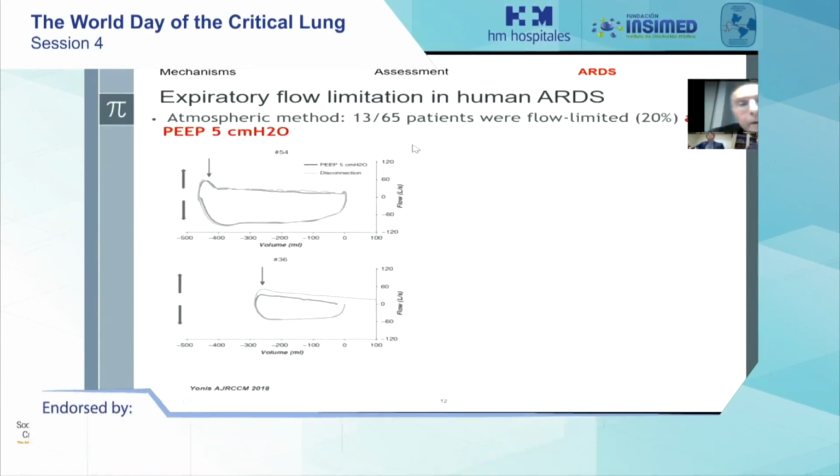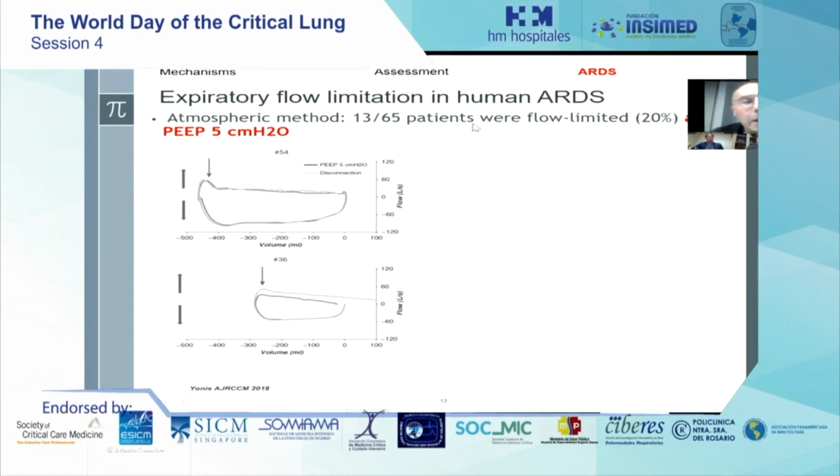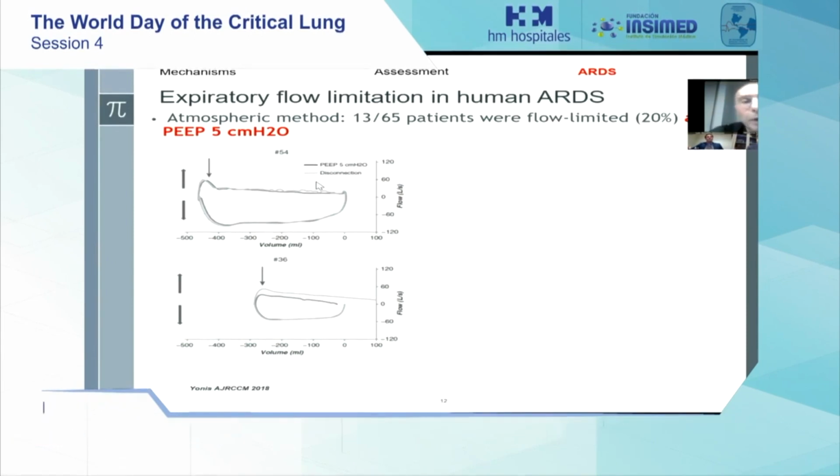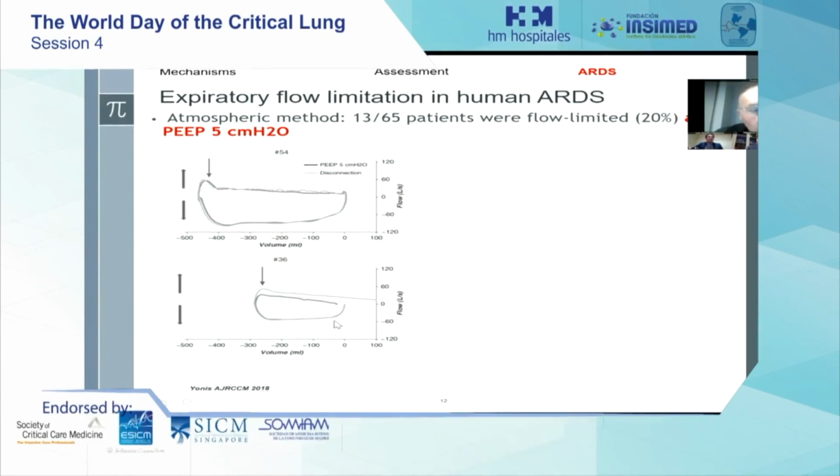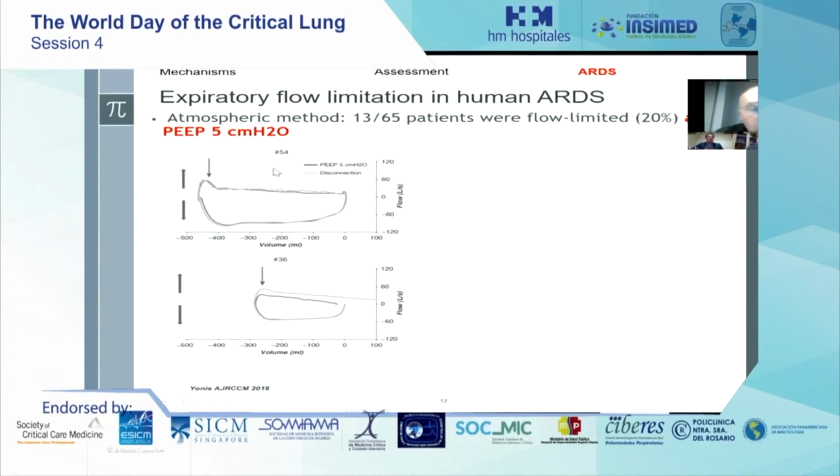And this is what we did in 65 patients with ARDS. We used the atmospheric method, in which we disconnected the patient from the ventilator at PEEP 5 at the very onset of the expiration, and we drew the volume pressure curve, and you see that we obtained exactly the same two kinds of profile as with the NEP technique, but we did that at PEEP 5. And you see you have here this patient who was not flow limited, whereas this one was flow limited, no increase in flow in response to an increase in expiratory driving pressure.